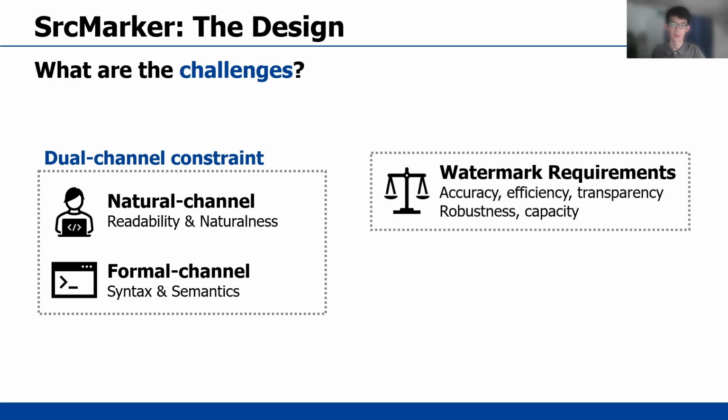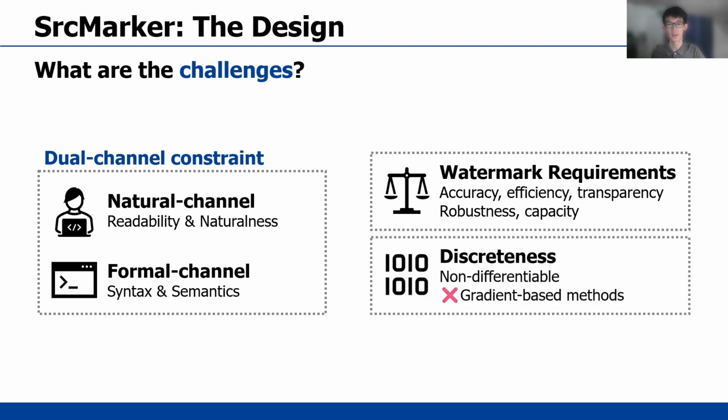Additionally, the system must balance multiple requirements for the watermark, including accuracy, efficiency, transparency, robustness, and capacity. And finally, unlike images, which lie in a continuous space, source code is essentially a sequence of discrete strings, and such discreteness brings additional challenges, as we cannot directly use gradient-based optimization methods to encode the watermark.